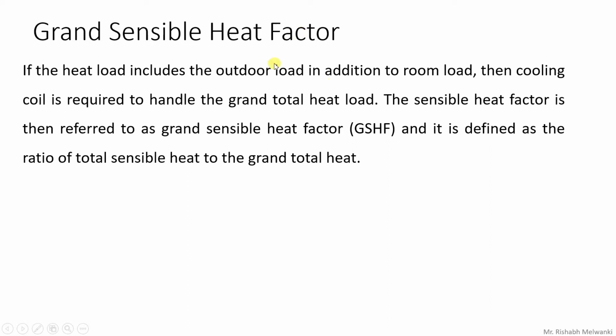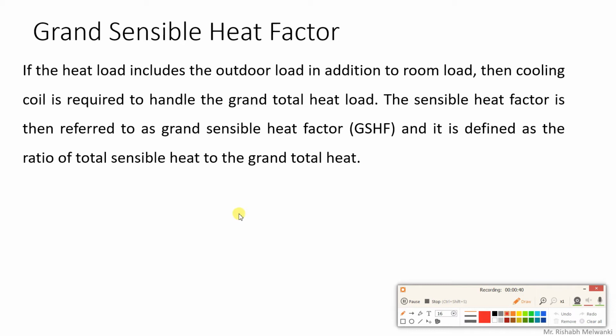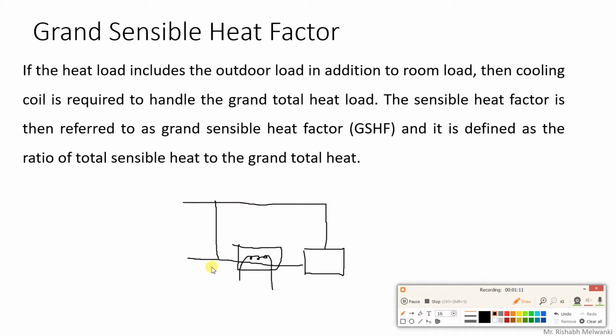Okay, so what is this grand sensible heat factor? You have to again visualize the same diagram. I'll draw the diagram if you require. So we have outside air, then in between we have cooling coil. Here we are assuming that mixing is done before cooling. So here suppose mixing is done and here we have room, and then this air, some air is recirculated, some air is bypassed.